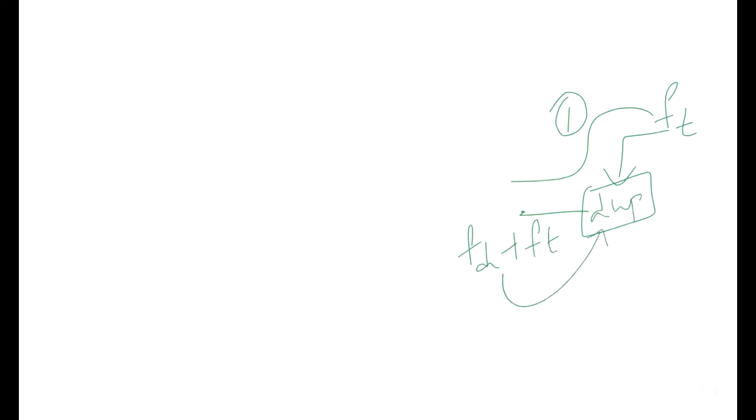From here, after reaching here, what do we have? FD plus FT. Again, this FT plus FT, where is it going? It is going to the duplexer. Again, with some leakage, here we have FT.